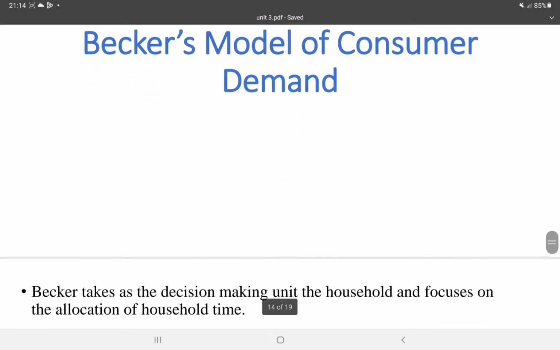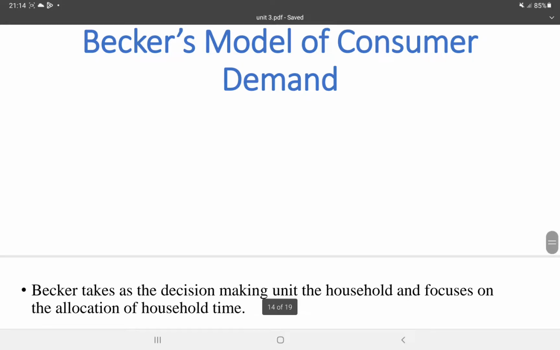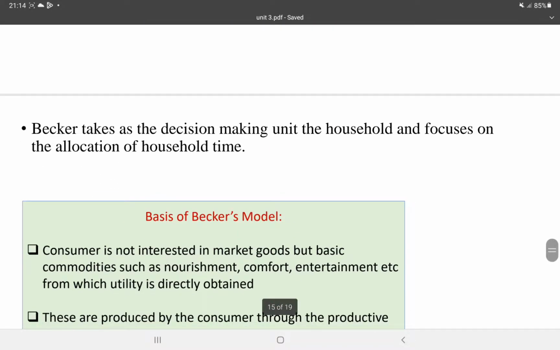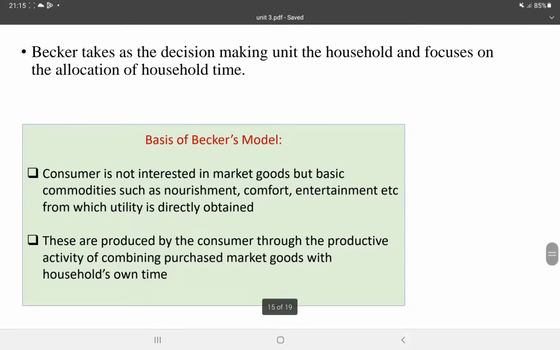But again, at the same time, we need to appreciate Becker's model of consumer demand, because Becker as well brings his own theories, and he helps us to understand this. He takes as the decision-making unit the household and focuses on the allocation of household time. That's what is taken by Becker.